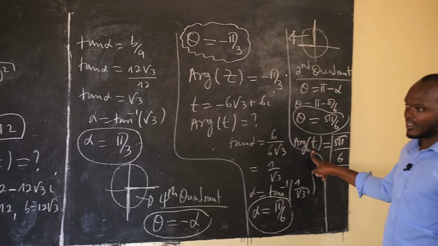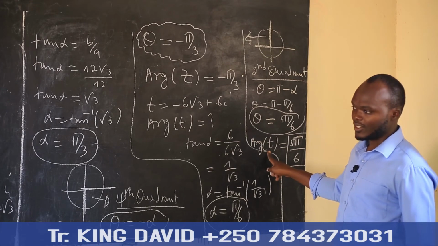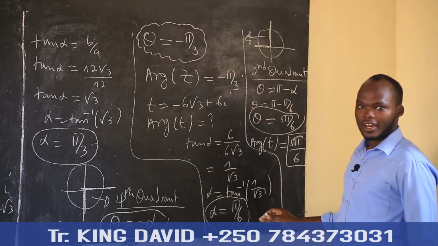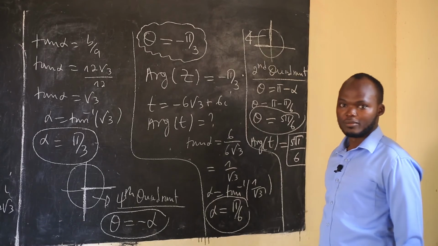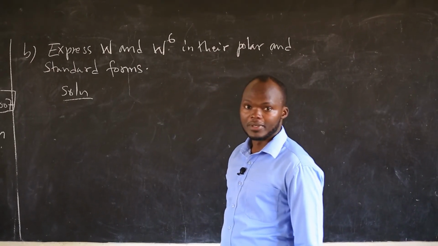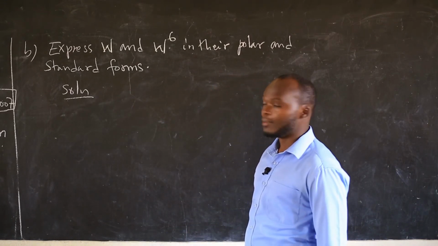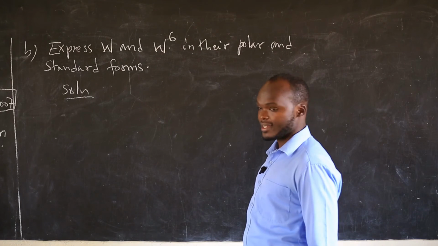Do you have any question on number 7a? I hope there is no any question. If there is no any question, let us go to 7b. So now we are going to b. Express w and w power 6 in their polar and standard form.